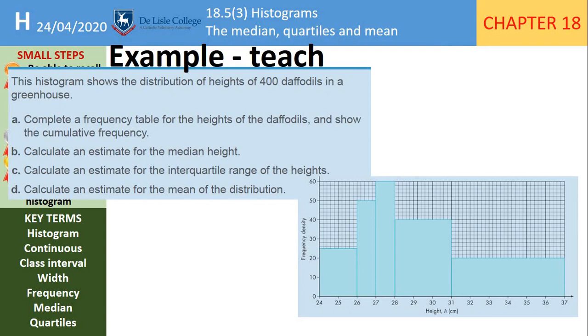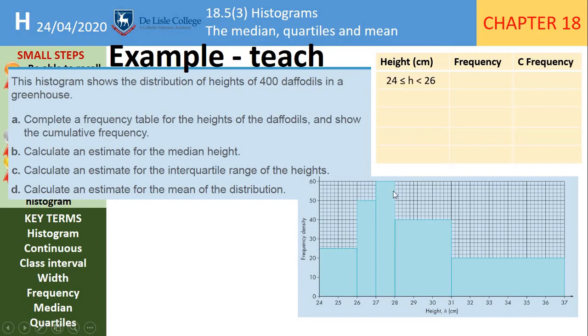So let's start with part A. It asked us to complete a frequency table. So here's my frequency table. All I need in there is a height column, and the frequency column will complete the cumulative frequency after. So the heights are just what these bars are here. So my first bar, 24 to 26. I'm going to use inequality notation. So the height is going to be greater than or equal to 24 or less than 26.